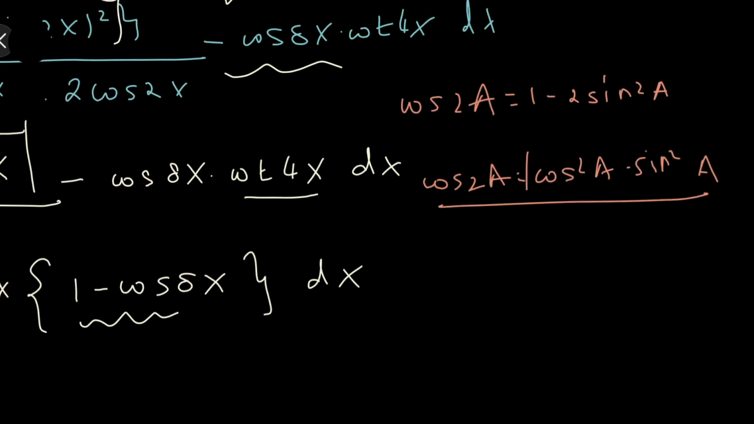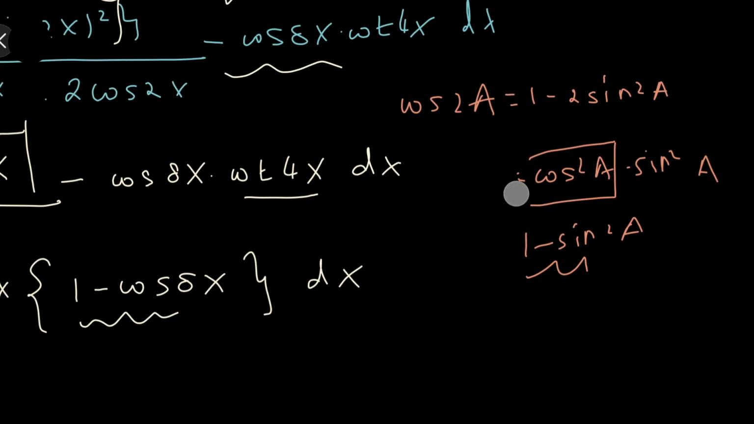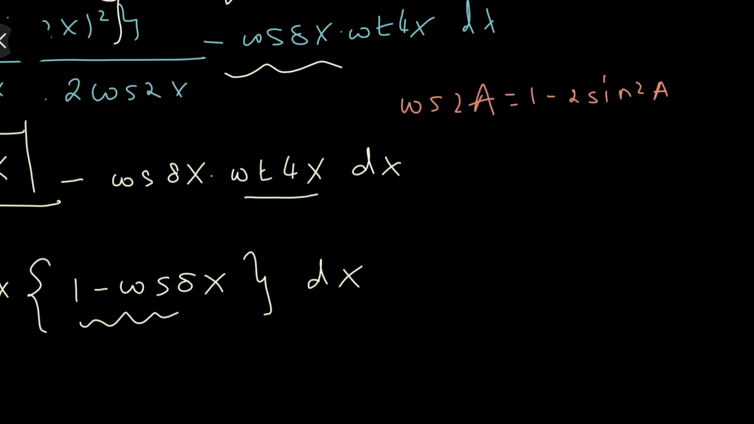So in the same thing over here, cos square a can be replaced as 1 minus sine square a using the universal identity cos square a plus sine square a is equal to 1. So when we do so, this thing will simply turn out to be 1 minus 2 times sine square a. So this above identity is the same thing, we have just done a little modification.